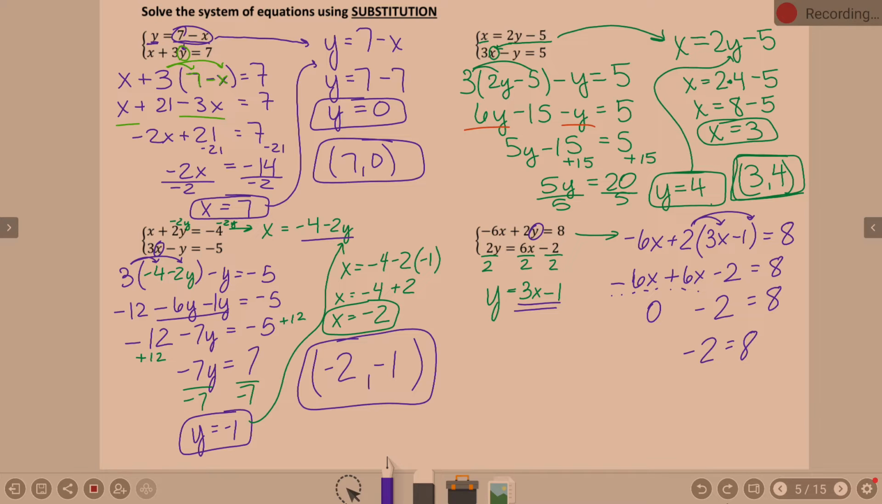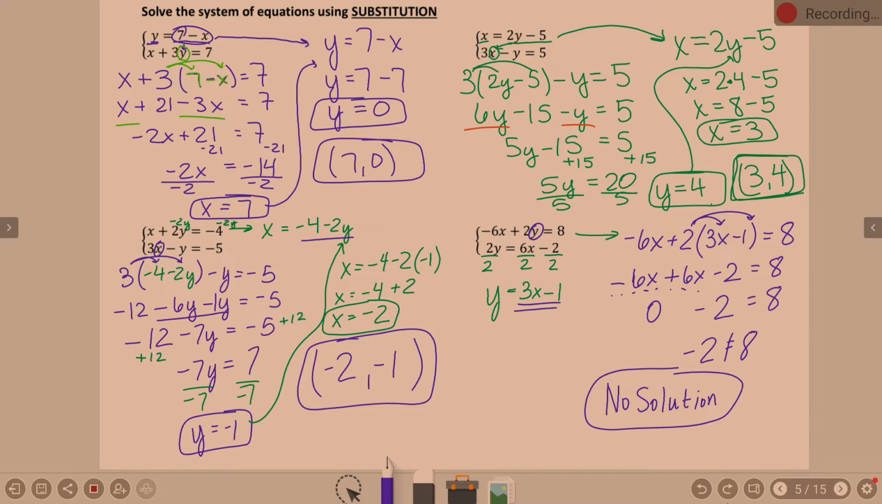No solution. And why no solution? Because if it was infinitely many, then you would still have variables. Does negative 2 equal 8? No, here's that key. That is a false statement. That is a very false statement, right? Negative 2 equals 8. And so since negative 2 does not equal 8, this is no solution.